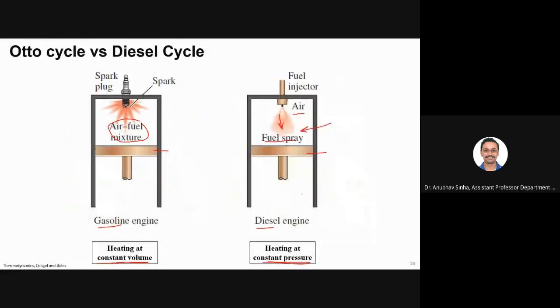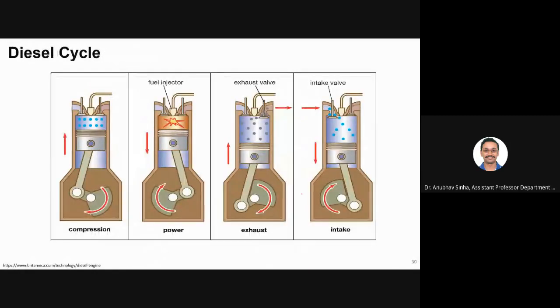Diesel cycle, I will explain in this slide. So what happens in the diesel cycle? The first stage is compression. You have a fresh charge, air inside, and you start to compress that air. Once you reach TDC, you inject fuel and the fuel starts burning. In this power stroke, for the diesel cycle we assume this happens at constant pressure.